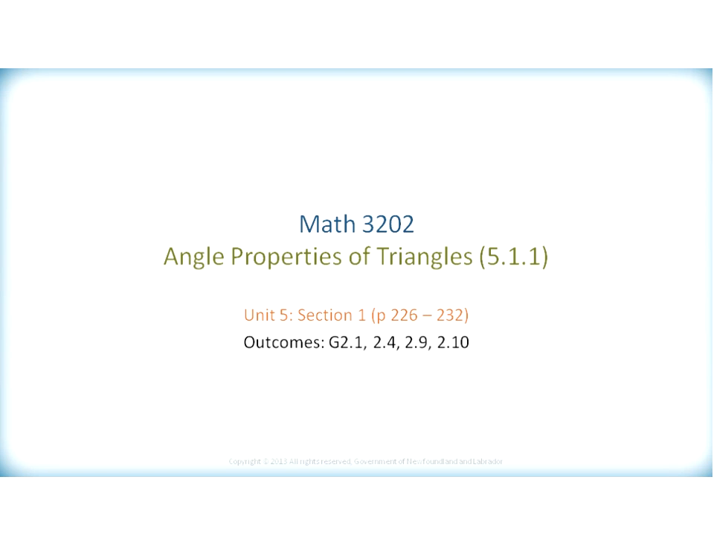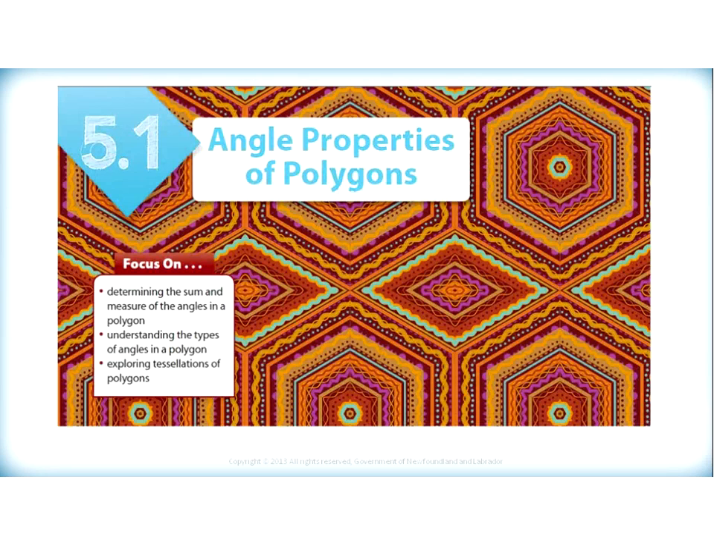We're going to look at a few questions dealing with angle properties in triangles right now. We're going to focus on determining the sum and measure of angles in a polygon, in a triangle in particular, and understanding the types of angles in the polygon.